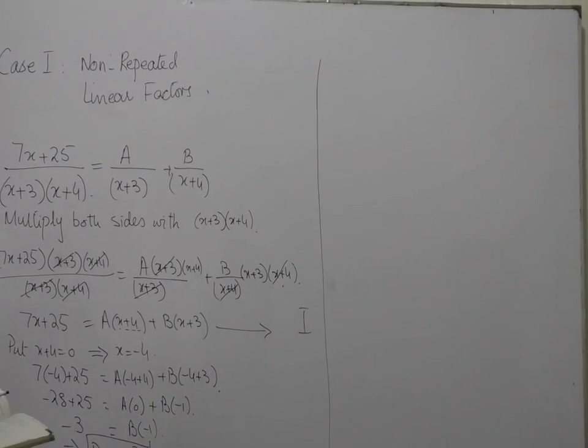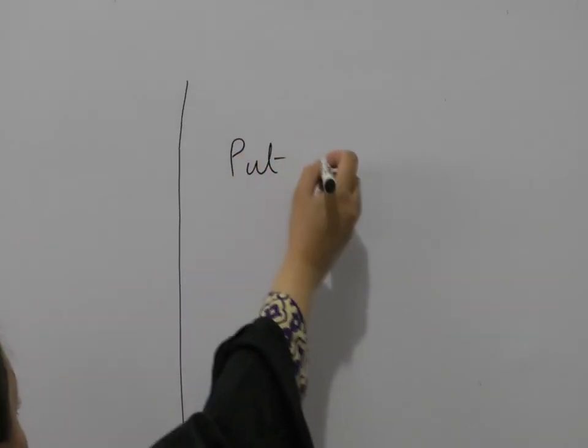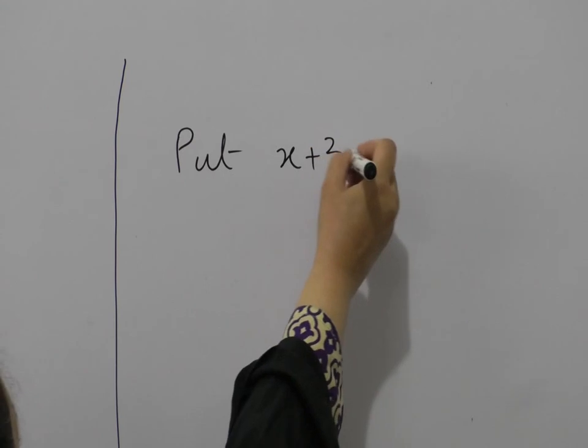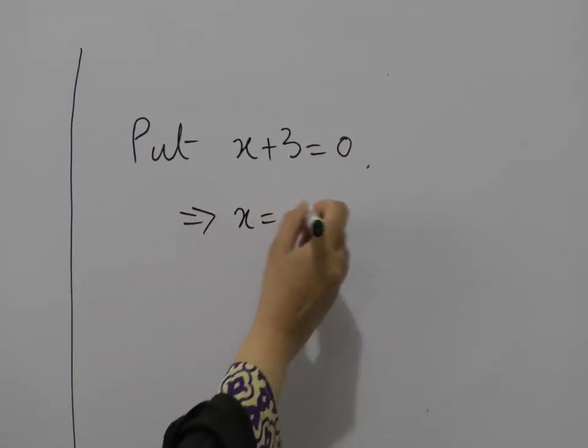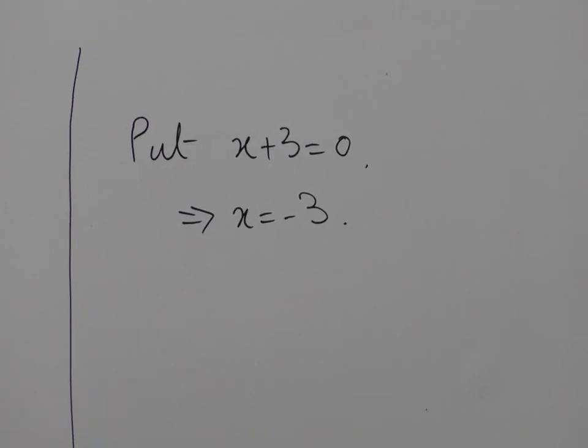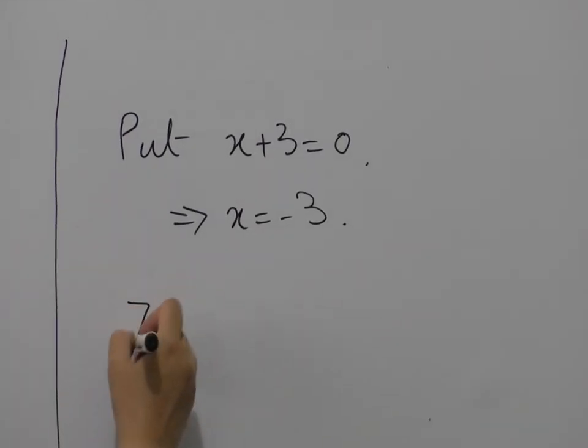Now to find value of a, put x plus 3 is equal to 0. This implies that x is equal to -3. Substituting value of x, which is equal to -3, in equation number 1 again.